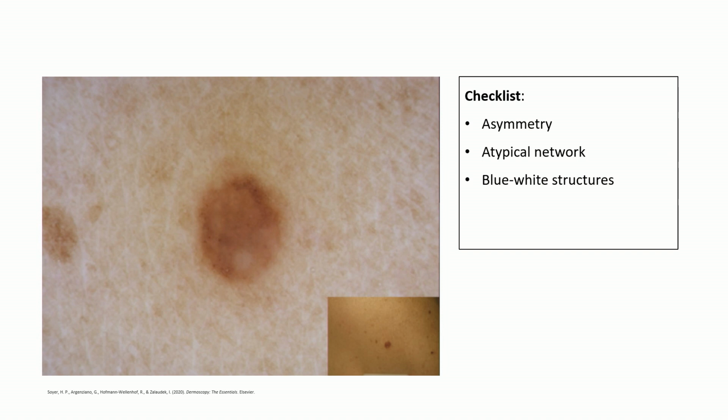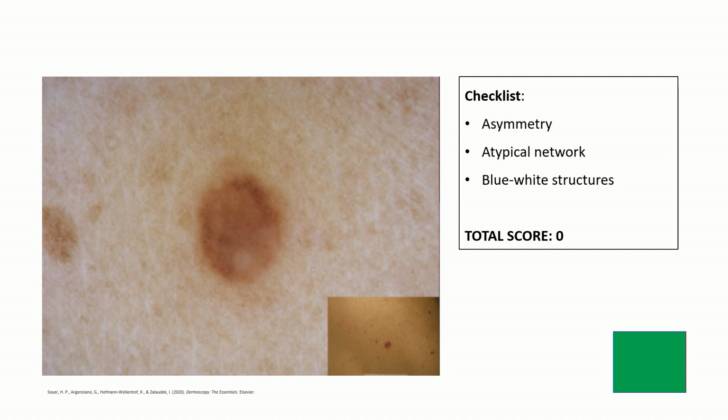So this one over here looks quite good. It has a total score of 0. It does not have that asymmetry, does not have that atypical network. So we're talking about the network, the lines with irregular thickness and coloration, it doesn't have that. And it doesn't have blue-white structures, and it's quite regular. So this one is benign. So you move on, you look at this and think, okay, I don't want to monitor this lesion.